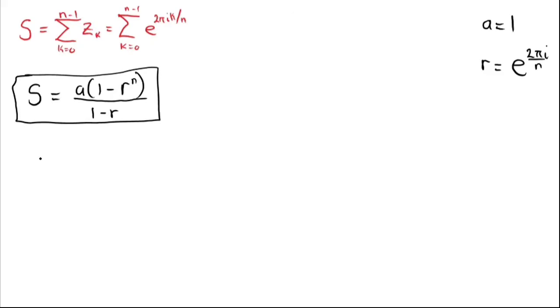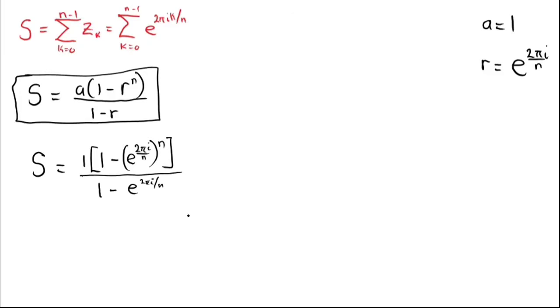So now let's do the substitution. We can say that S is equal to, we have our first term, which is 1, and that would be 1 minus r raised to the power n. Now remember, the r, which is the common ratio, we have it already. So I'll write it as e raised to the power 2 pi i over n, and this r is raised to the power n according to our formula there. We can do it like this, and all this is divided by 1 minus r again. So this is e raised to the power 2 pi i over n.